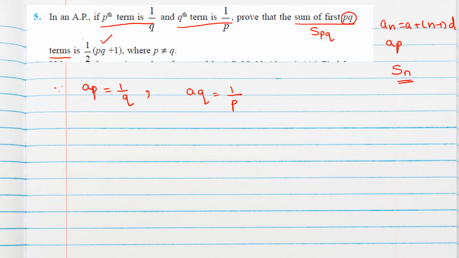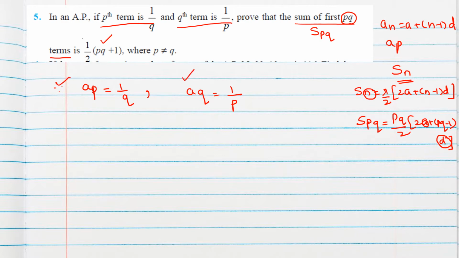To find SPQ, we know the formula for Sn is n by 2 into (2a plus (n minus 1)d). Here n is given, that is PQ. So PQ by 2 into (2a plus (PQ minus 1)d). For this we should know the values of a and d. That means from the given information, our aim is to find the values of a and d.